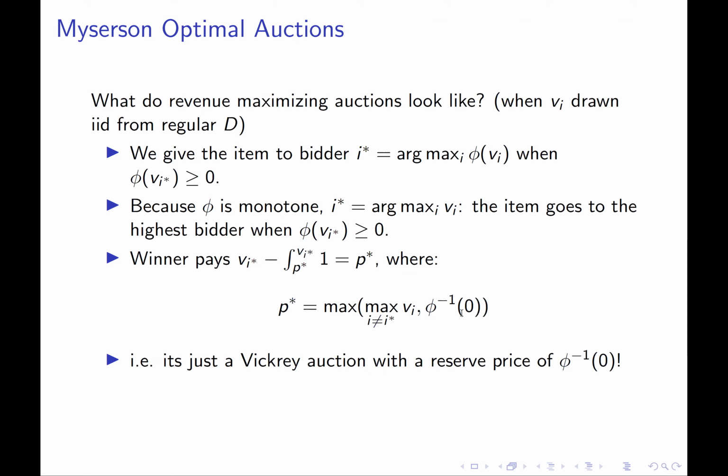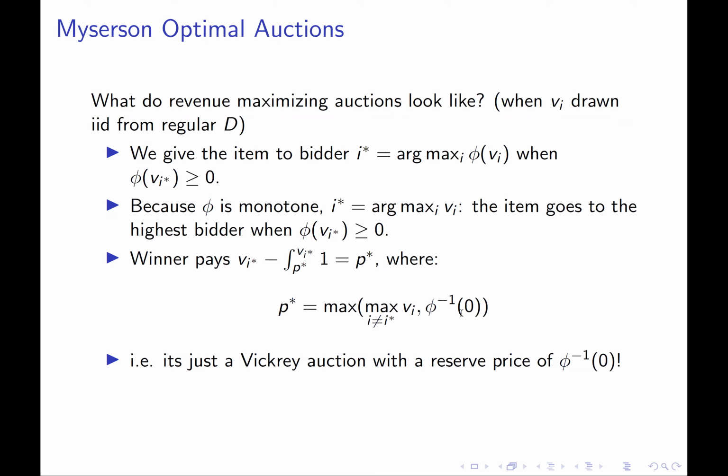It's just a Vickrey auction with a reserve price, right? If you've ever used eBay, you've encountered auctions like this. There's a reserve price of $10. Nobody wins unless they bid higher than $10, and the winning bidder pays the maximum of the second highest bid and $10.